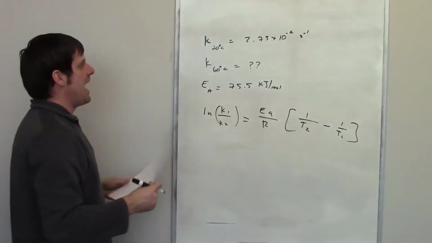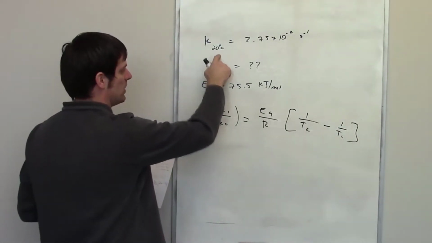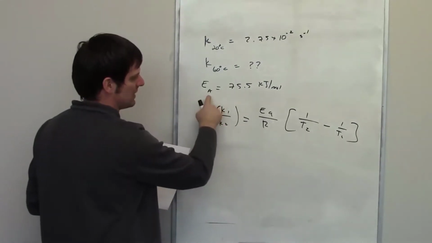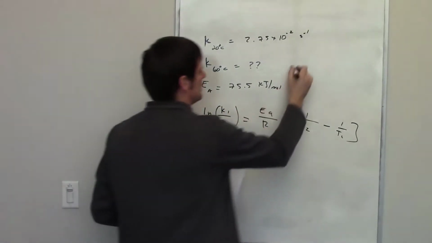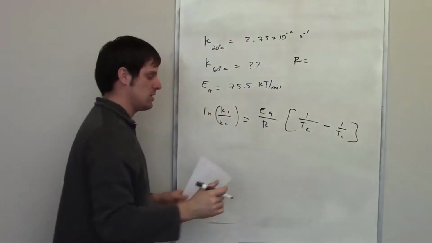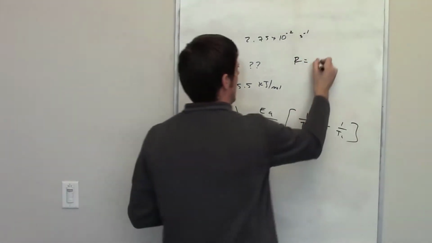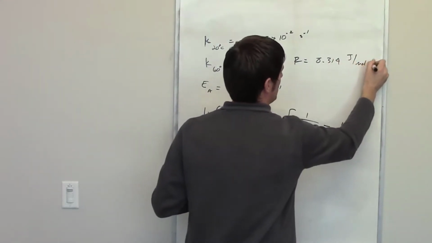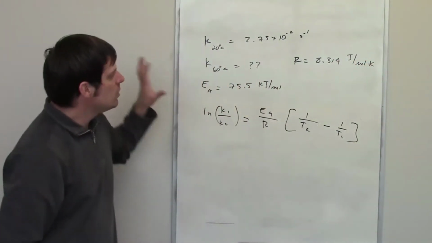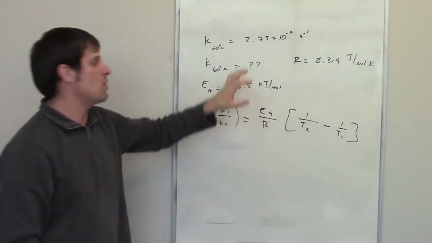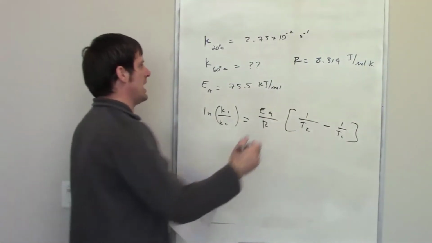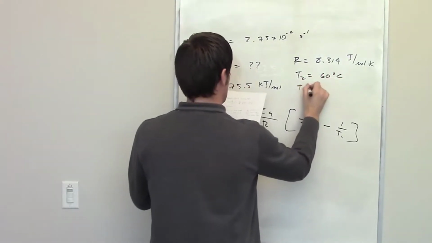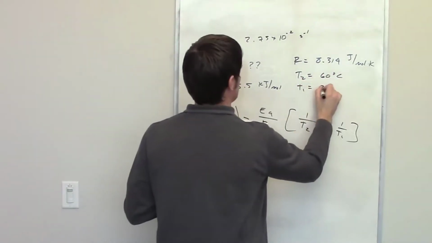So I have K1, that's 20 degrees C. K2 is what I'm trying to solve for. I also have the activation energy. The ideal gas constant for one of these kinds of reactions has to be 8.314 joules per mole Kelvin. Now I realize there are different forms of the ideal gas constant. When you're using this equation, you have to use that ideal gas constant. Once again, T2 is equal to 60 degrees Celsius, and T1 is equal to 20 degrees Celsius.